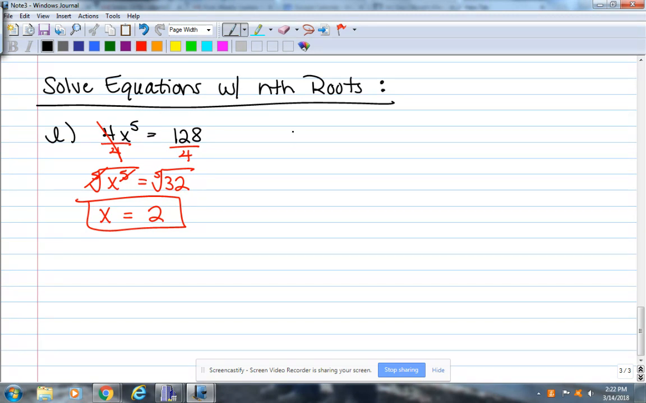Let's see a more complicated one. Parentheses x minus 3 to the 4th power equals 21.